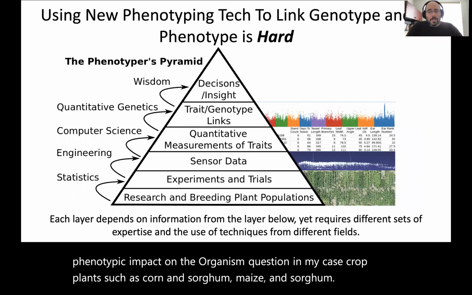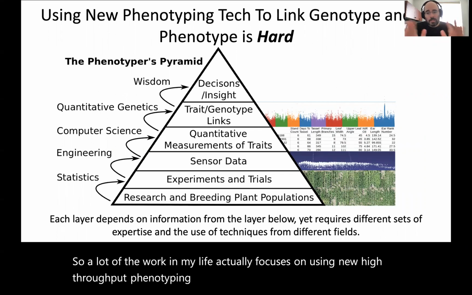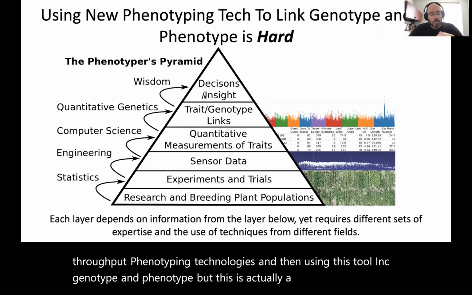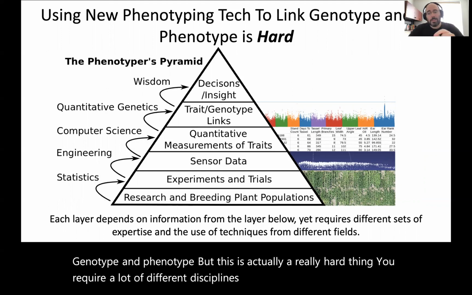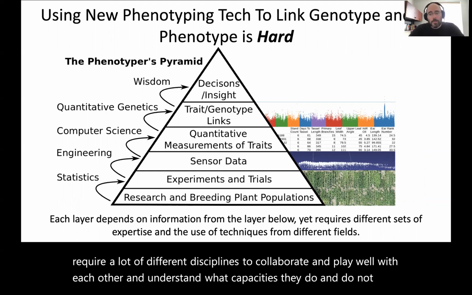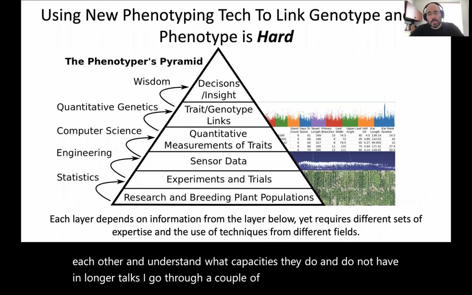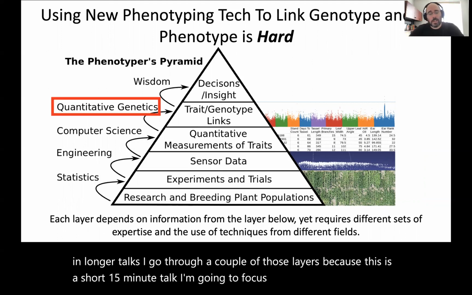So a lot of the work in my lab actually focuses on using new high-throughput phenotyping technologies and then using this to link genotype and phenotype. But this is actually a really hard thing. You require a lot of different disciplines to collaborate and play well with each other and understand what capacities they do and do not have. In longer talks, I go through a couple of those layers. Because this is a short 15-minute talk, I'm going to focus primarily on the quantitative genetics layer.